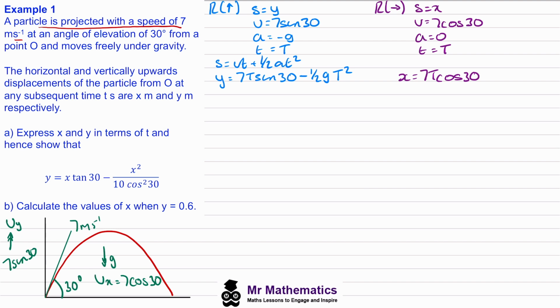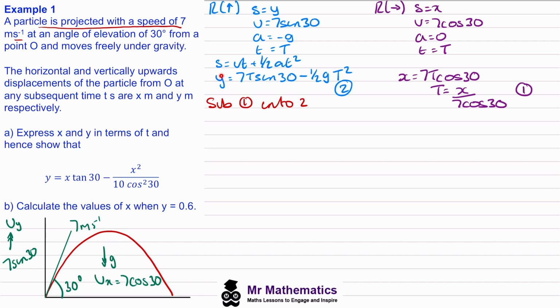So what we want to do now is to work out this value of t and then substitute this t into our equation here. We're going to substitute it into here because we want to make y the subject. So t will equal x over 7 cos 30. And we'll call this equation 1. And we'll call this one equation 2. So now we're going to substitute 1 into 2.